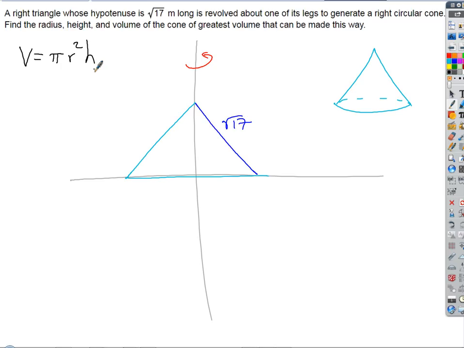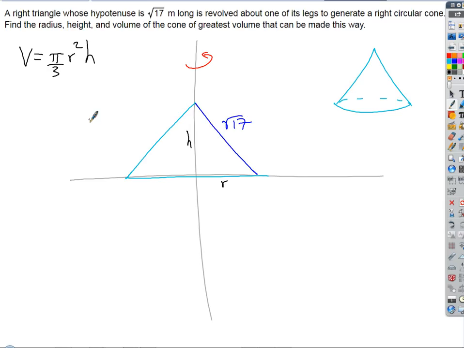So what are our variables here then? We're calling this r and that's h. Does h need to be divided by 3? Oh, I need to divide the whole thing by 3, don't I? Yep, there we go. So how many variables do I have in my equation? 2. So what's going to be my equation of constraint?